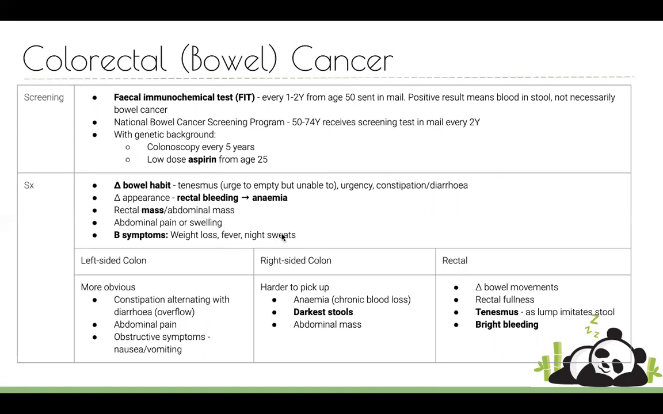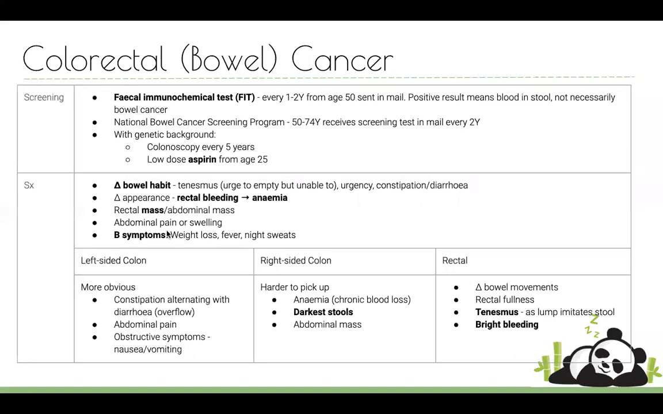Usually people don't notice it. They might get the normal cancer symptoms called the B symptoms: weight loss, fever, night sweats. They might get rectal bleeding, causing anemia. They can have a change in bowel habit, so they might be getting constipation, diarrhea. Like I mentioned before, likely due to obstruction, because it obstructs and then it lets go. So when it's obstructing, you're getting constipation, and then when it finally builds up enough that it pushes through the obstruction, you get diarrhea. You might get urgency, tenesmus, which is basically urgency.